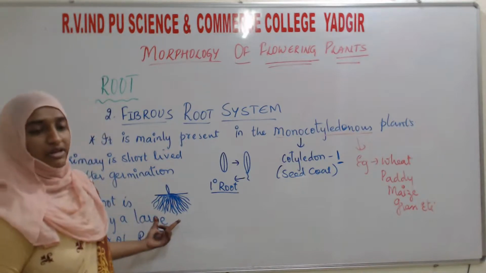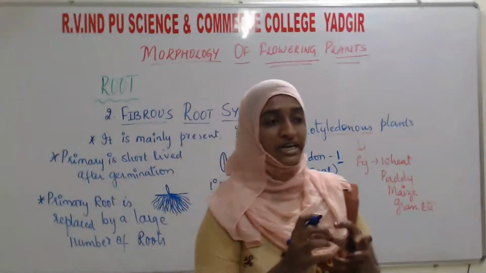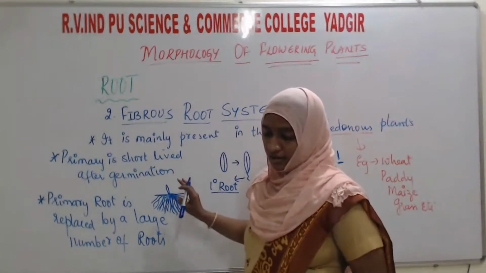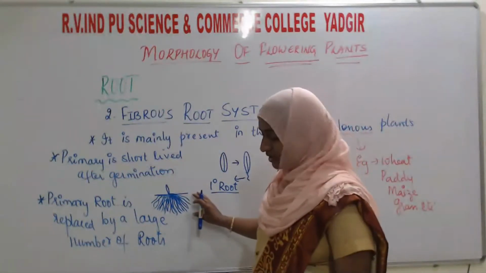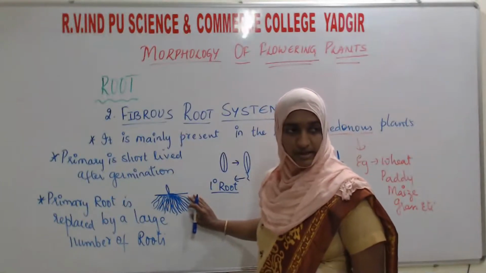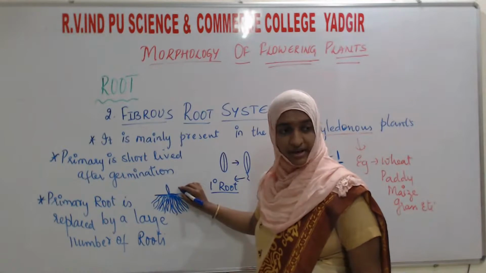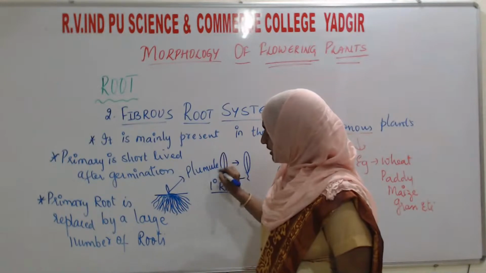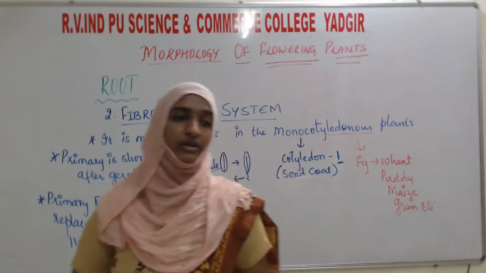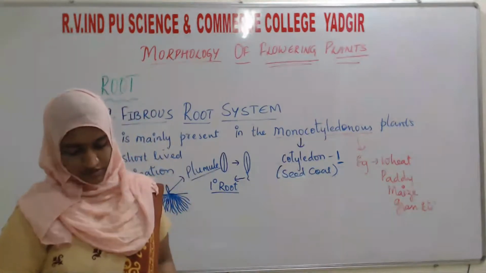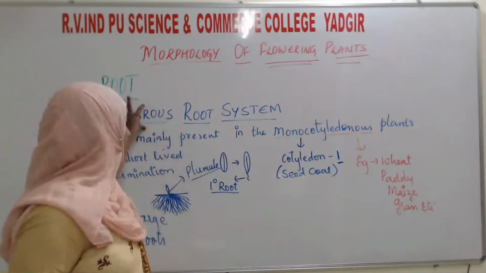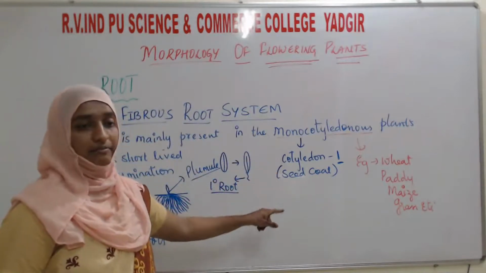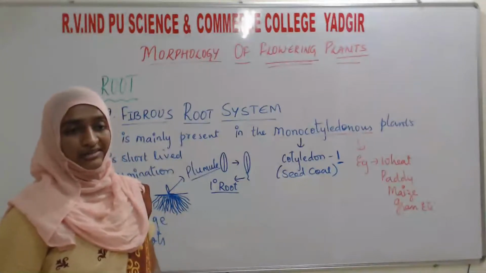You can see a very large number of roots which are merged in the ground surface here, and all of them emerge from the base of the plumule. Where are they emerging from? Not from the radicle. This region we can call the plumule. They are emerging from the plumule. Such roots we can call the fibrous root system. So what are the examples? Examples are wheat, paddy, maize, grass, etc.